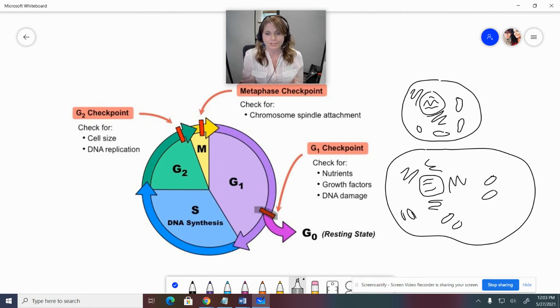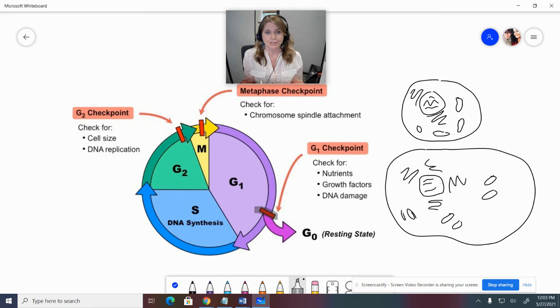This is called the G1 checkpoint, and it's making sure there are adequate nutrients, that growth factors are present, and whether there's any damage to any of this new stuff that was just copied. We want to make sure that it's all intact. If everything passes muster, then it moves on to the S phase. If not, things can be fixed.